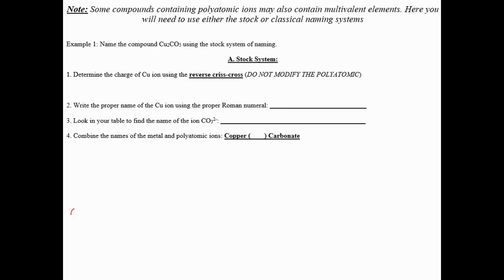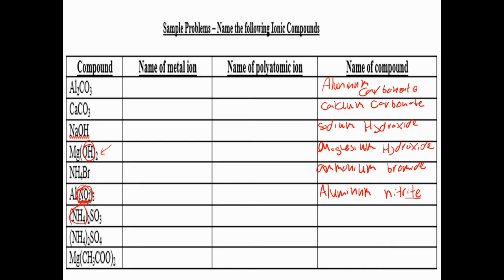So here we have ammonium. This is SO3 over here. This is not SO4. SO3 is sulfite. So you have to be careful when you're looking at your list. This is ammonium sulfite. Here we have ammonium, and then SO4 is sulfate. And then we have Mg, and here we have CH3COO.